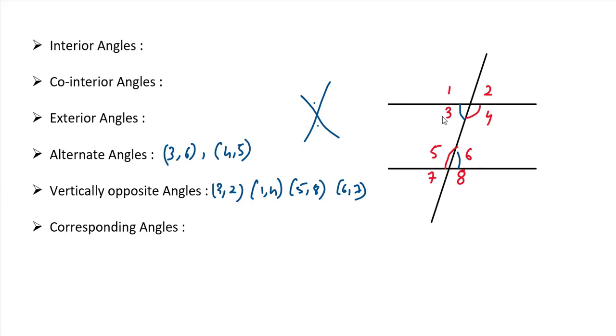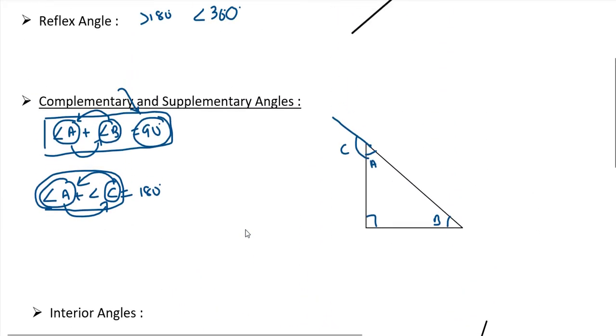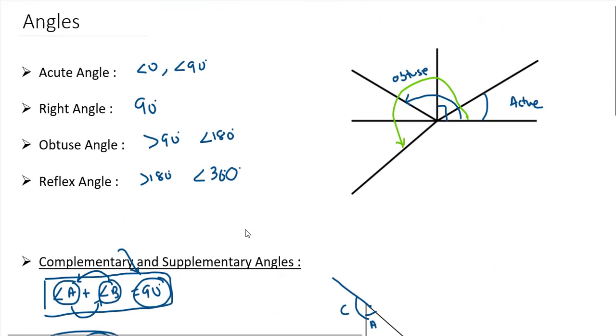Corresponding angles are formed when two parallel lines are cut by a transversal. The angles which are formed at the corner are called corresponding angles. So in this case, 1 and 5 will form a pair of corresponding angles. Similarly, 2 and 6 will form a pair of corresponding angles. I hope you are able to understand the various types of angles which are associated with a geometrical figure. Let us now move ahead.